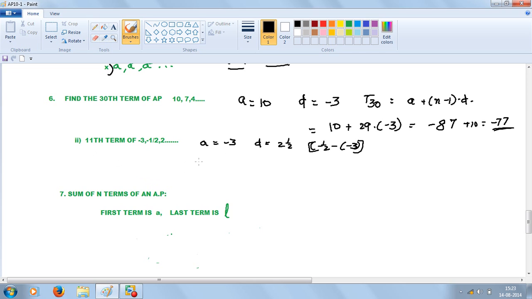So how do you get the 11th term? A11, that is how we represent it. A11 is equal to the first term, minus 3, plus n minus 1 multiplied by D. N minus 1 is 10. 10 multiplied by 2.5, so this is 25 minus 3, which is equal to 22.